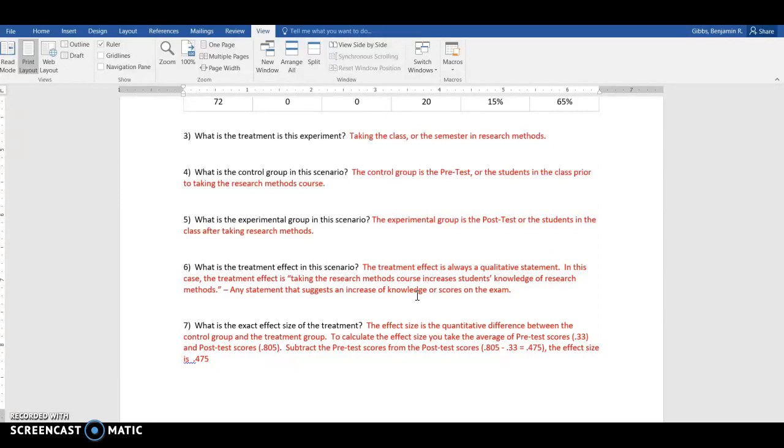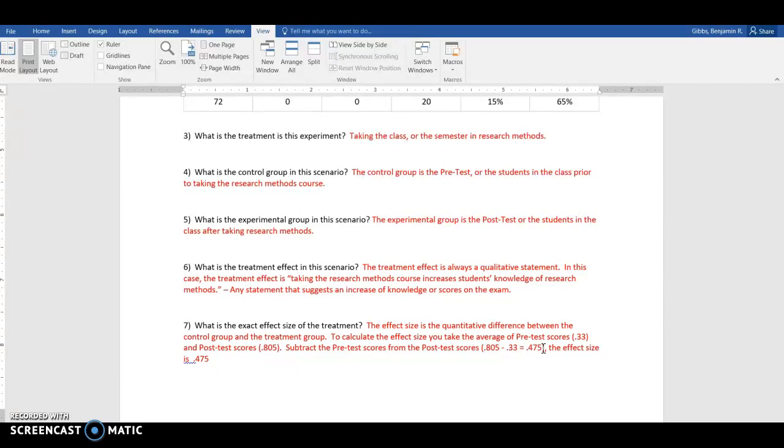The effect size is the quantitative number. So when you do the math, the final number is 47.5%. Taking the research methods class improved students' knowledge of research methods by 47.5%. So it is that particular number.